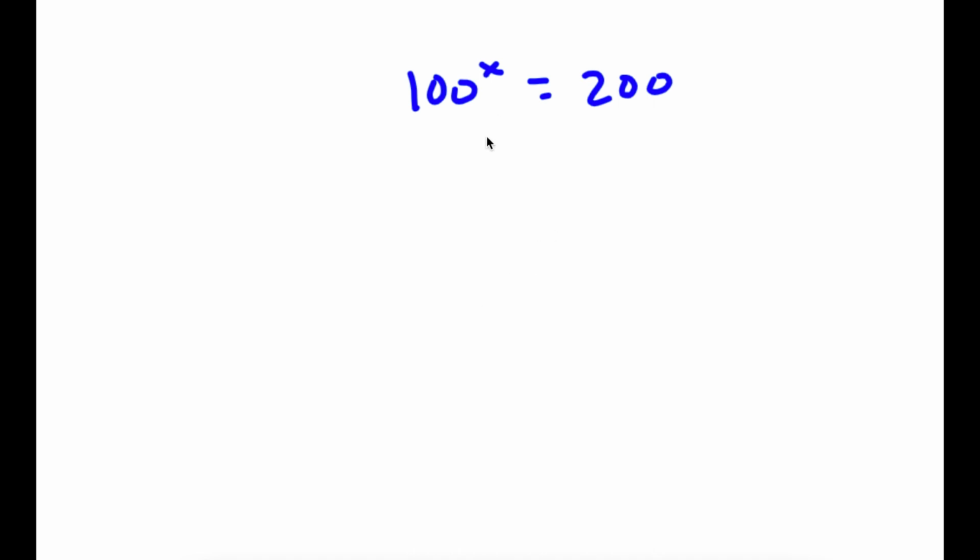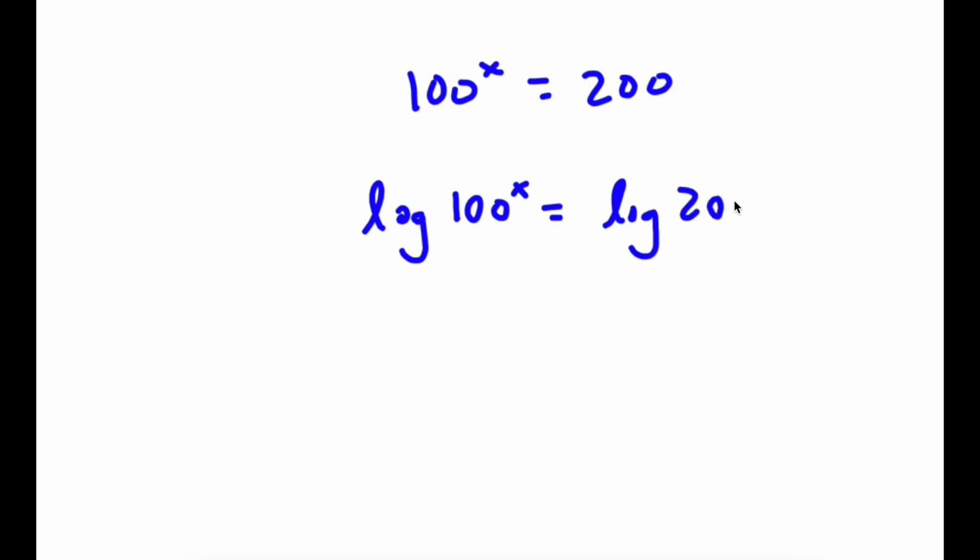Alright, so in this problem, I have 100 to the power of x is equal to 200. So to solve this, I'm going to first take the log on both sides. So now I have log of 100 to the power of x is equal to log 200.